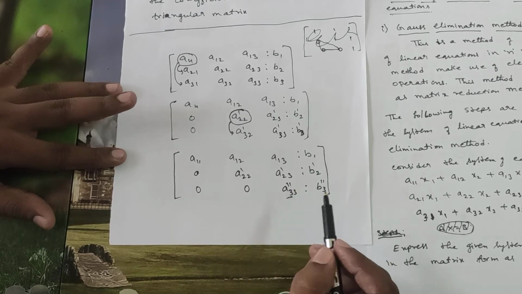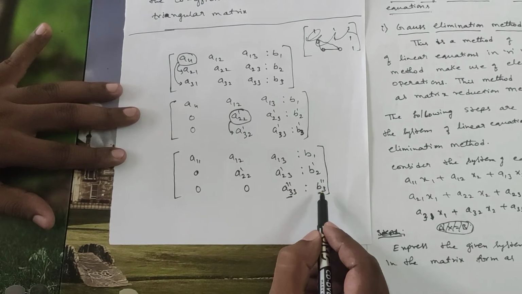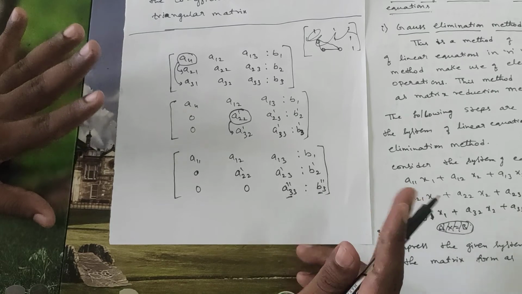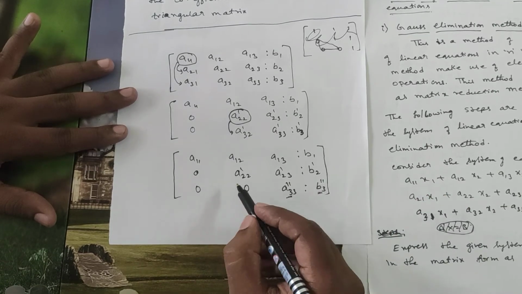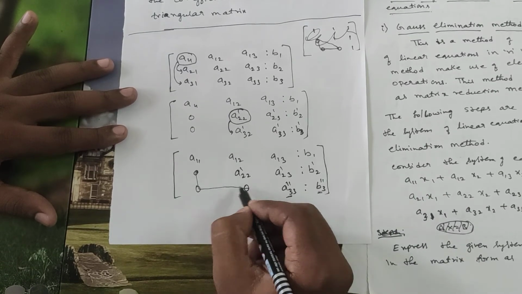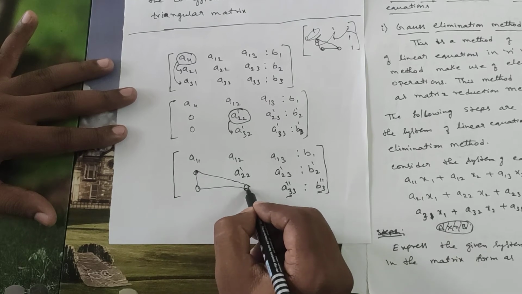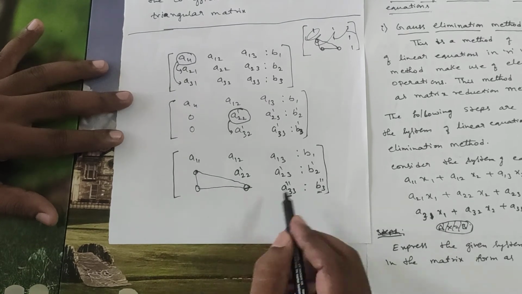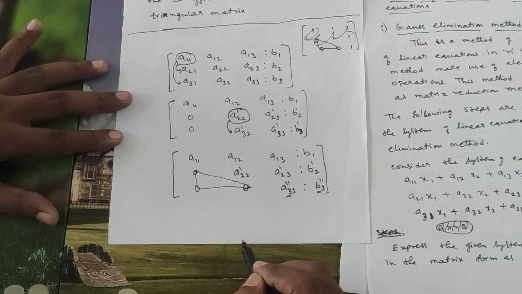Okay, so for here also, it can be this side or that side 0, or it may not be 0, no problem in that one. Here you will get an upper triangular, so you have to stop there. Then you have to find out x, y, z values.